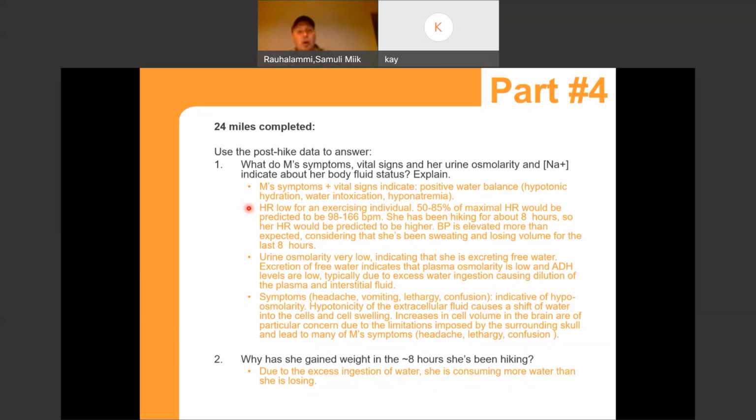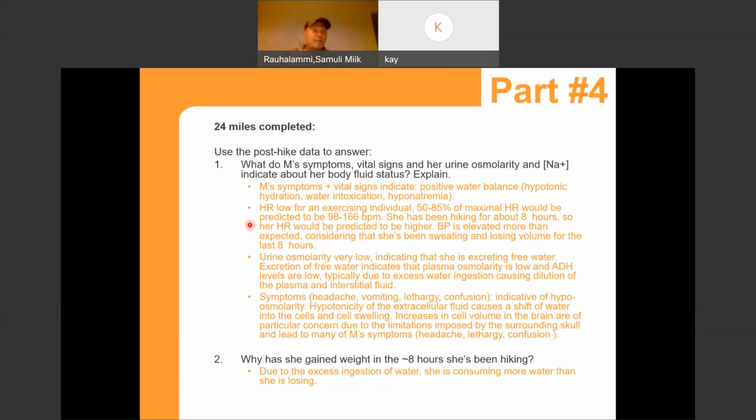Her heart rate is low, even though we would expect it to be higher because she's exercising. It's just too low to make sense. So that tells us that there's too much fluid going on. Her blood pressure is elevated more than we would expect. Even though she's been sweating and losing some volume, the blood pressure should not be that high. So it tells us that there's excess fluid in her body.